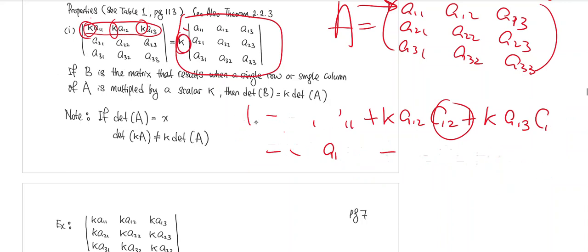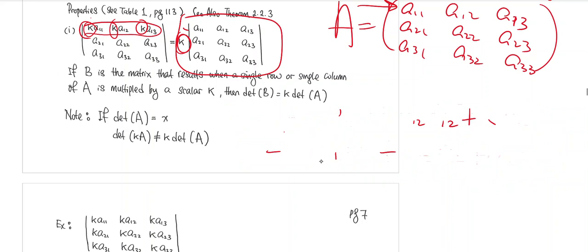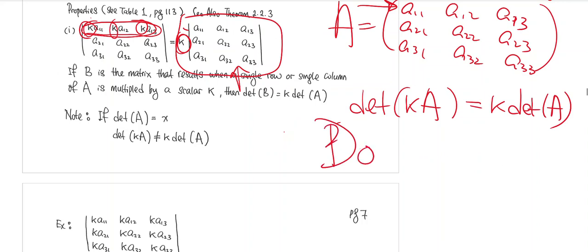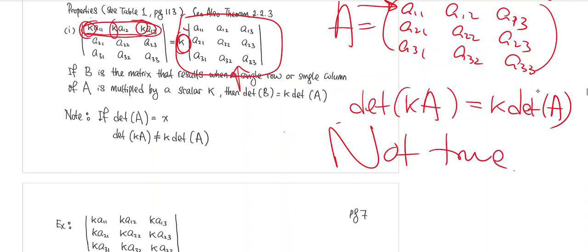Now, be very careful because this is where students always make mistakes. What it says is that if you have K multiplying to one of the rows, you can do that. But it didn't say anything about the determinant of KA equals K times the determinant of A. It did not say that. This is not true.